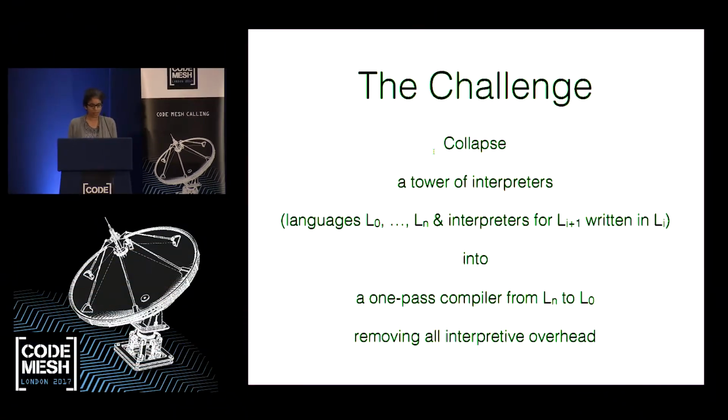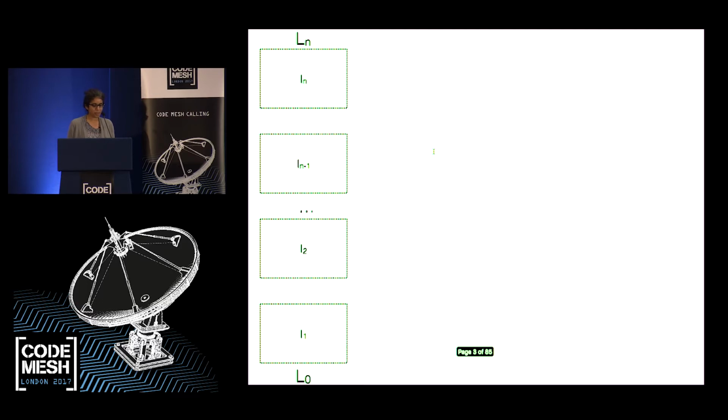So the task is to collapse a tower of interpreters into a one-pass compiler from the high level to the low level, removing all interpretive overhead. So let's look at what a tower of interpreters is abstractly. So here we have one such tower.